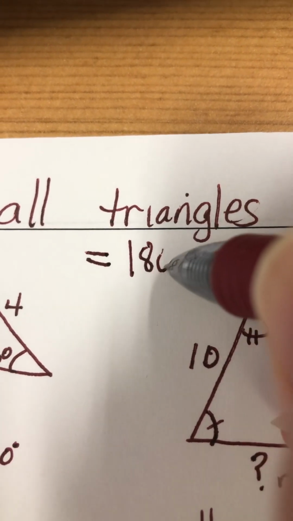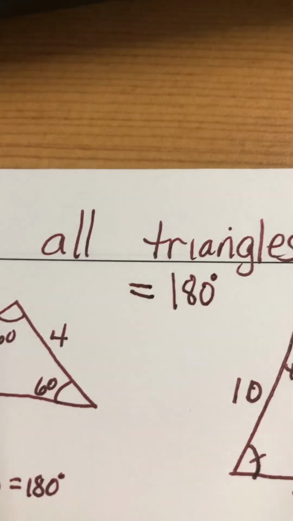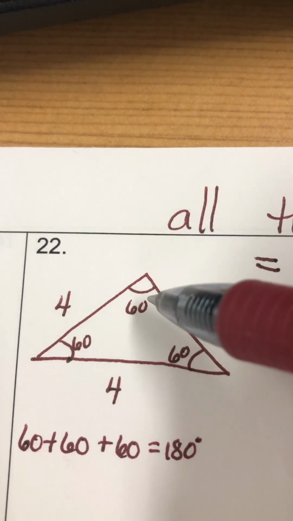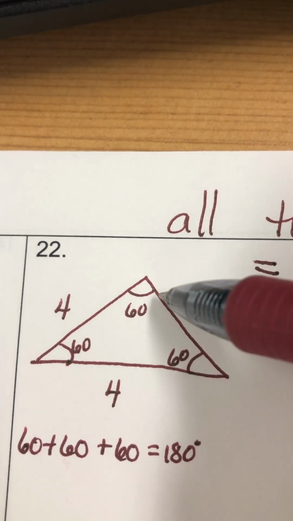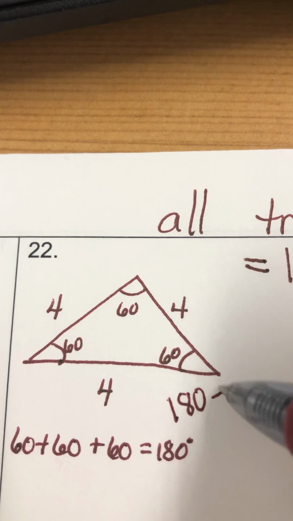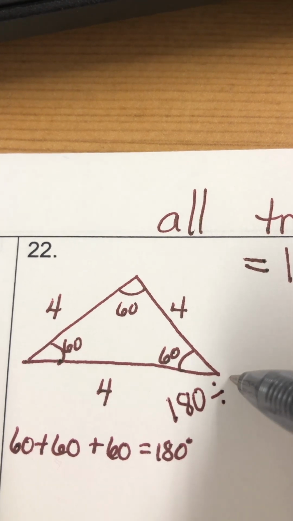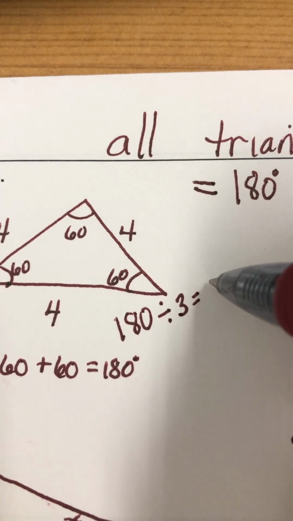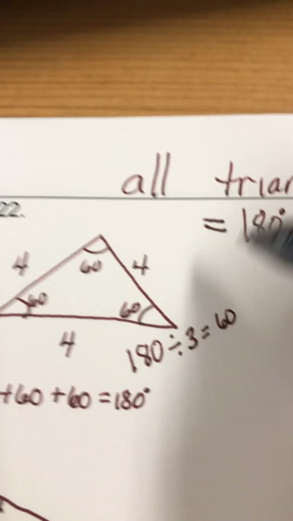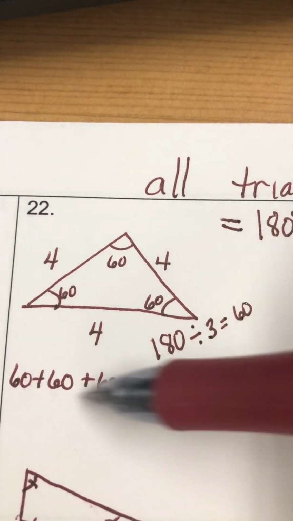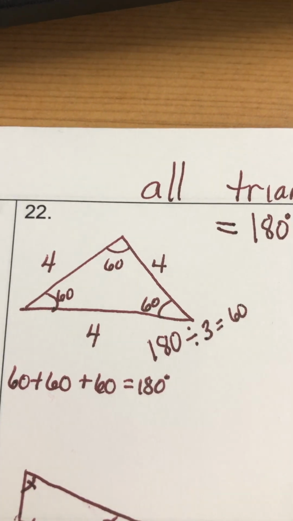180 degrees in total. So if all three sides are the same, and all three angles are the same, that means that the 180 was divided equally among the three angles. And that gives us 180 divided by 3 is 60. So that's how we know that each angle was 60 degrees. And when you add them up again, they have to equal 180.